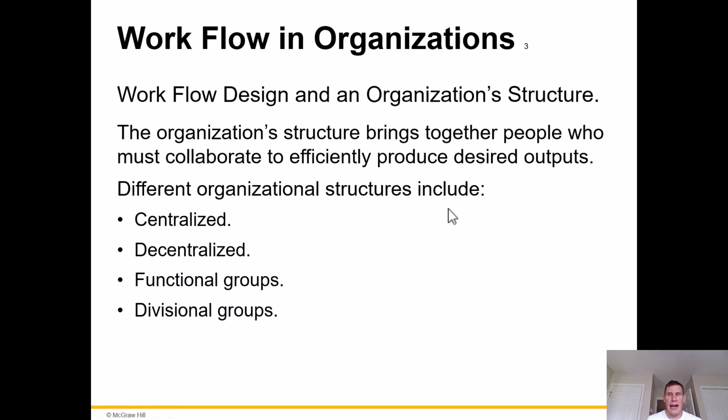So, workflow design and organization's structure. The organization structure brings together people who must collaborate to efficiently produce desired outputs, right? Companies have gotten better with that over the last couple of decades. Things like enterprise resource planning systems kind of get everybody on the same page. Back in the day, it was like the old adage that the left hand doesn't know what the right hand's doing. But companies have thankfully gotten away from that.